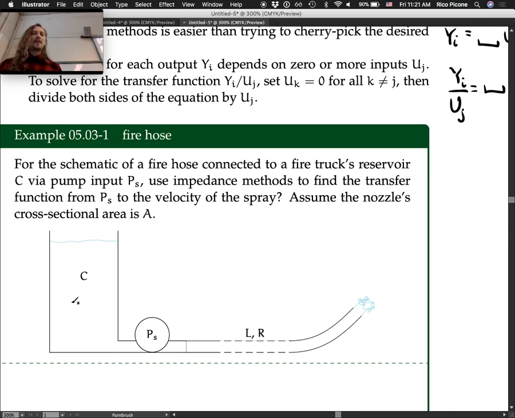So here's the schematic, here's the reservoir C. The fire hose is connected to the reservoir with a pump in between. So this pump is going to, of course, increase the pressure by some amount. There's already going to be some pressure head from the tank, the reservoir. And we're going to spray water out the end.